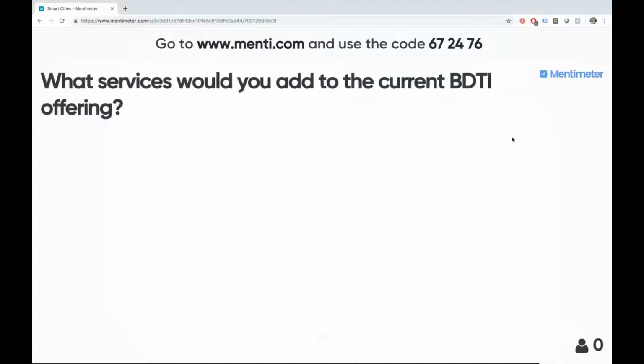And the last question is what services you would add to the current BDTI offering. So is there anything that you feel is missing at a certain moment? Are you experiencing any challenges in your current big data experimentation that you feel we're not tackling yet? This is an open question, so you can type your response, which is anonymous, of course.